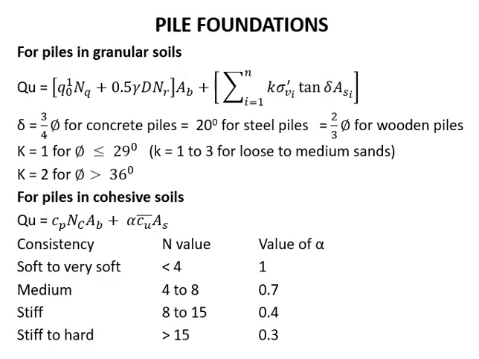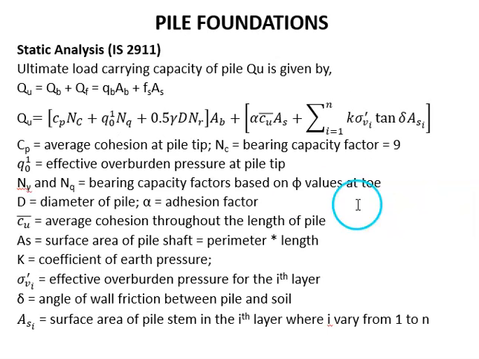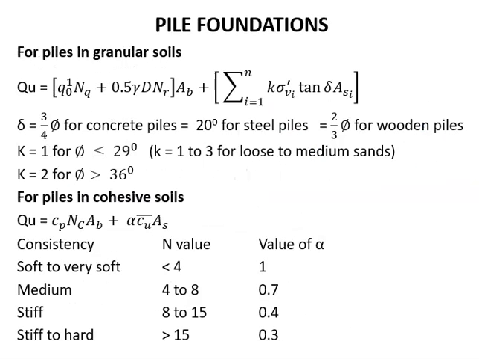So for the piles in granular soils, we have to ignore the cohesion contribution. So we have to ignore those two terms which are related to the cohesion. These two terms will not be there, that is CNC and alpha Cu bar into AS. These two terms will not be there if it is a granular soil.